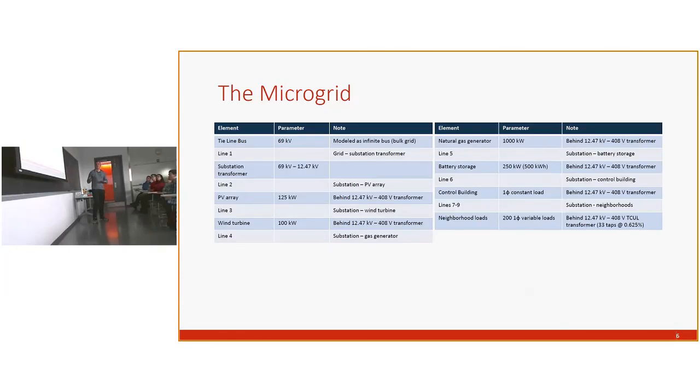Just a little bit of details about the things I just mentioned. The solar array has a maximum power output of 125 kilowatts. The wind turbine, 100 kilowatts. The battery storage, 250 kilowatts, and it's rated for 500 kilowatt hours, so 250 kilowatts for 2 hours. The gas generator, 1,000 kilowatts. And the tap changing transformer for the neighborhood contains 33 taps, 12 above and below the center tap, for a total of plus or minus 10%.